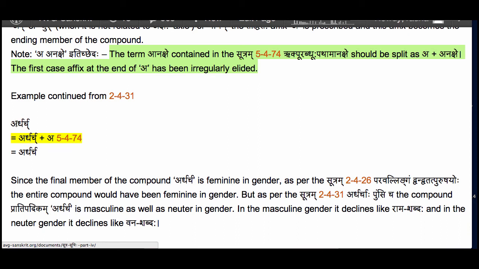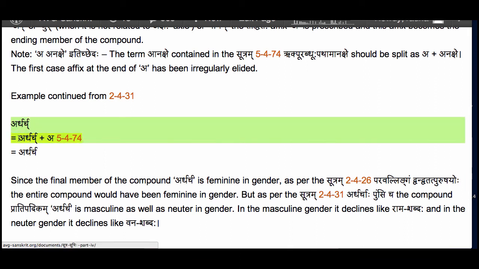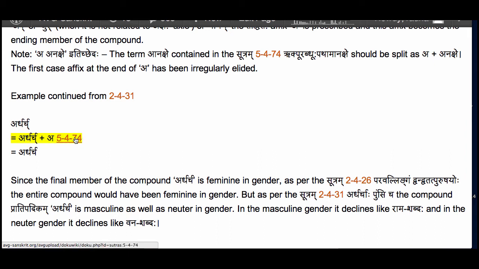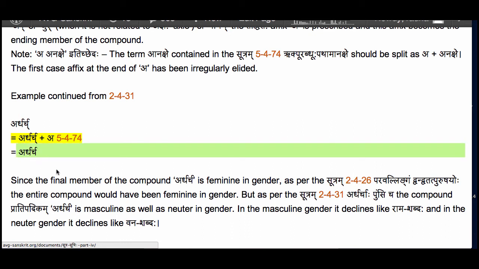Okay, so what we have in our example now, we have the compound pradipadikam ardharch, which ends in the term rich. So therefore the conditions for applying the sutram 5474 are satisfied, and we attach the affix a to this compound pradipadikam. So we now have ardharch plus a after applying this sutram 5474. Since we are in the adhikara of samasantaha, this samasanta pratyaha a becomes the ending member of the compound. So we get the final form of the compound pradipadikam as ardharcha.